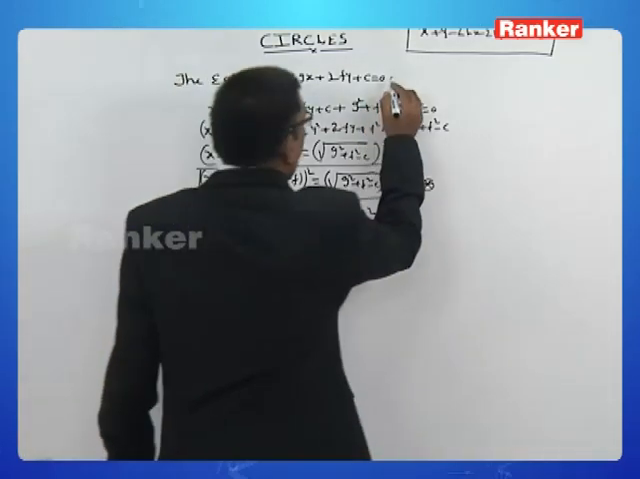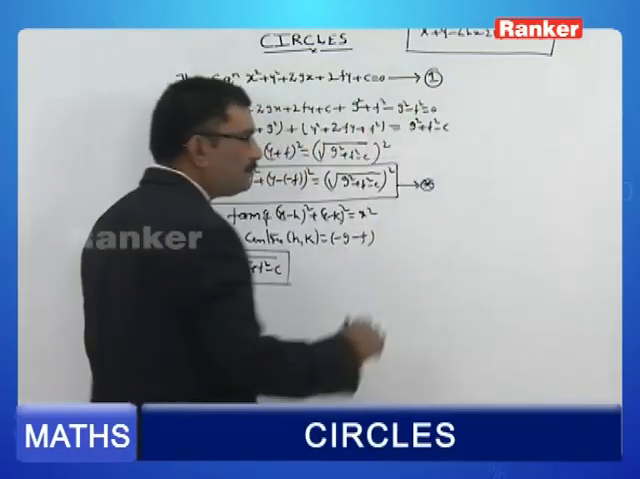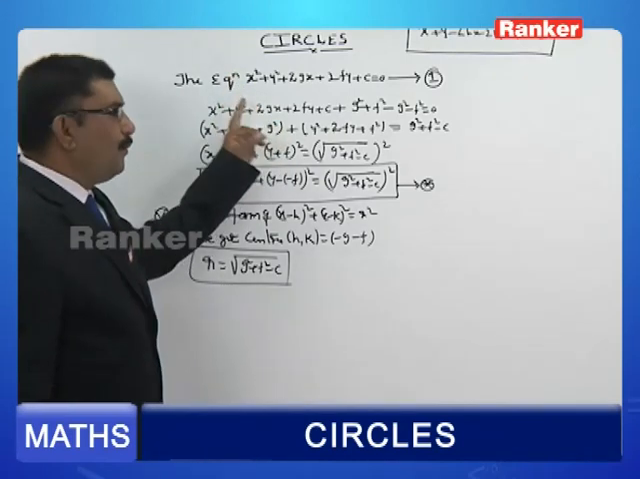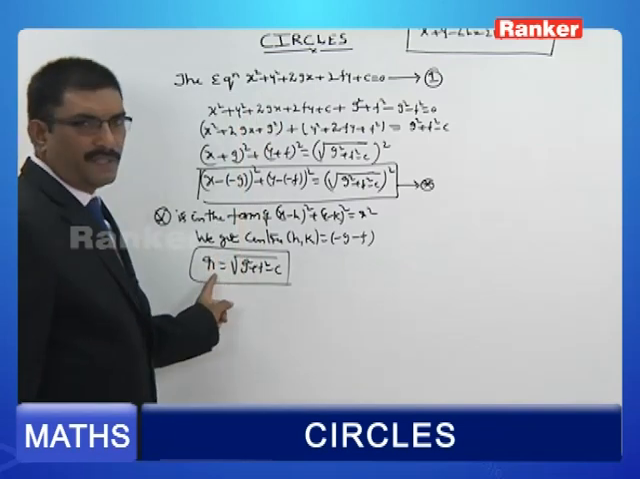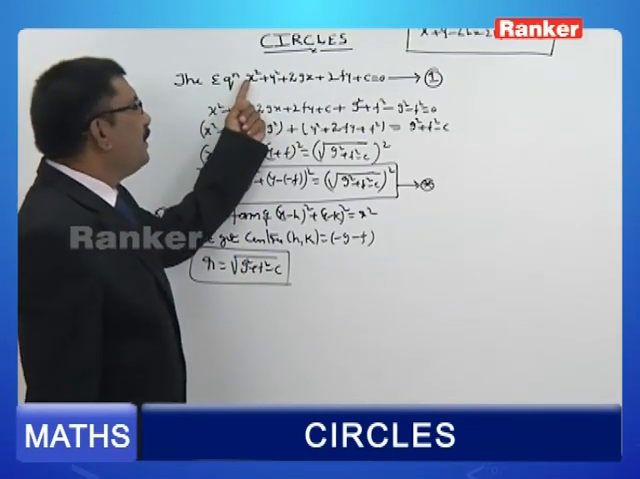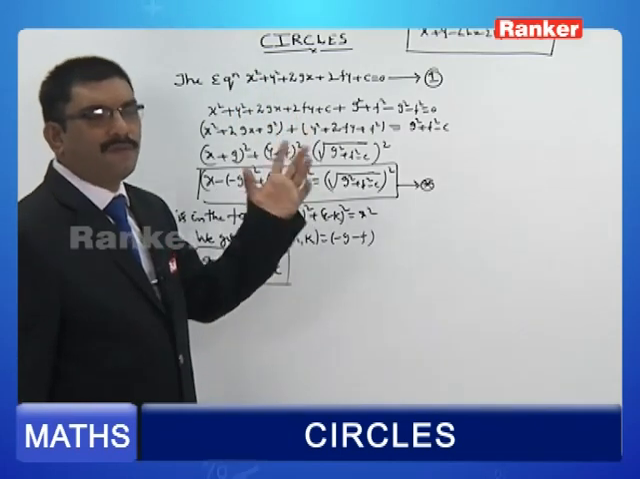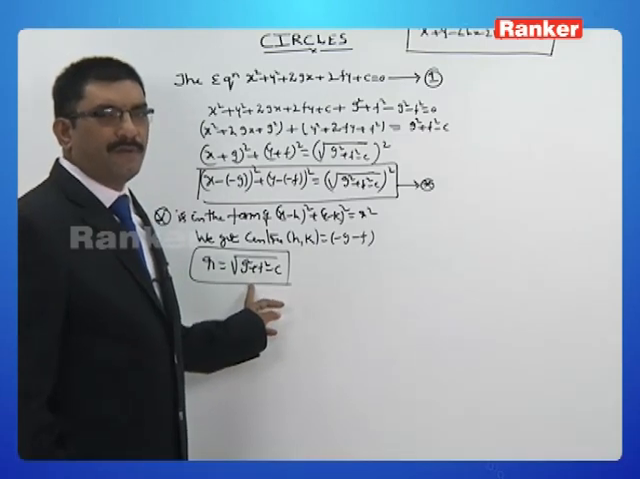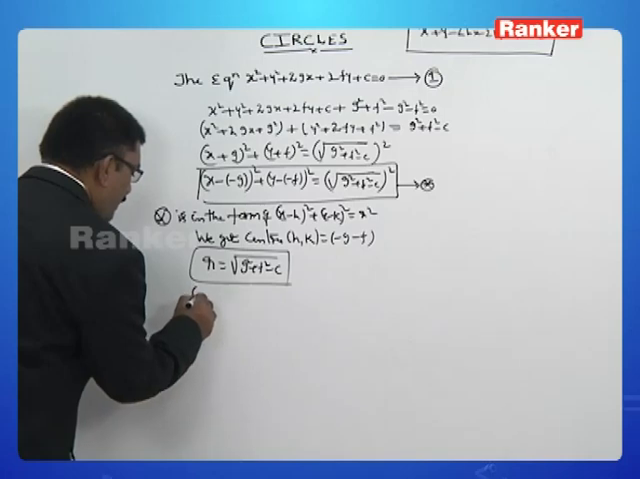Now if I consider this equation as 1, we have proved this equation represents a circle. Why? Because the coefficient of x square and the coefficient of y square are equal and it has the radius square root of g square plus f square minus c. Now we have a discussion.